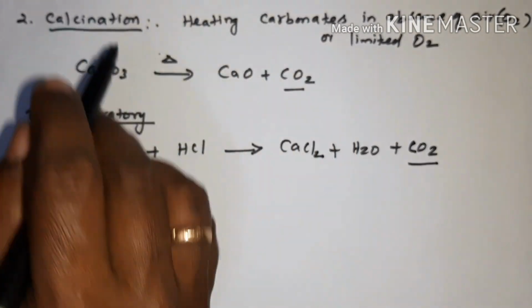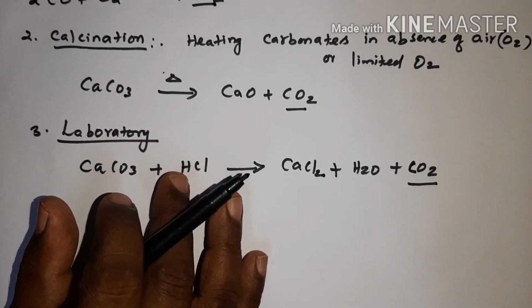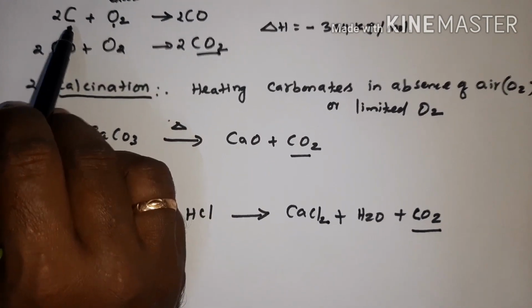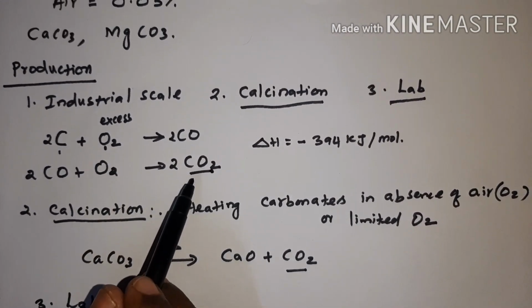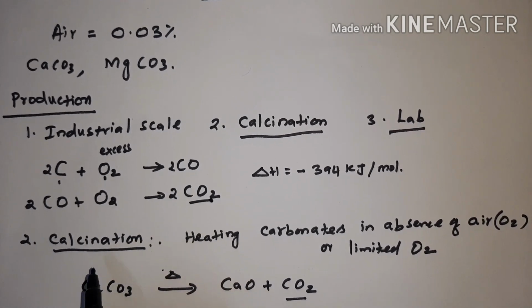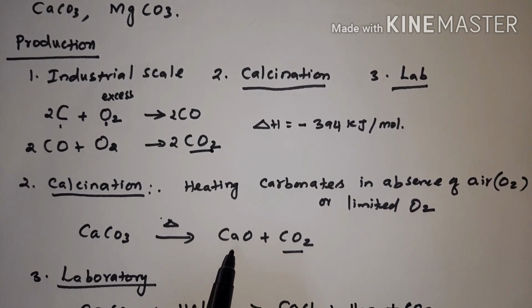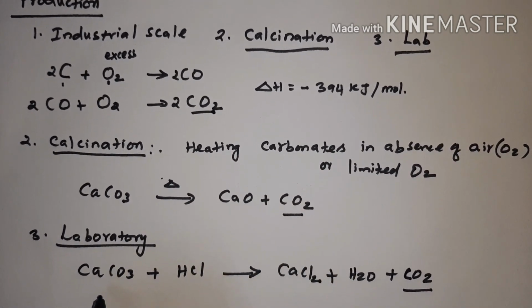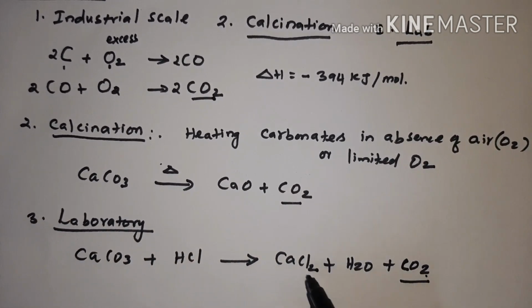So there are three methods. One is industrial scale, then calcination, then laboratory method. In the industrial scale, carbon reacts with excess of oxygen and we get carbon dioxide. In the calcination process, calcium carbonate is calcinated, so we get calcium oxide and carbon dioxide. In the laboratory method, calcium carbonate reacts with dilute hydrochloric acid and we get carbon dioxide, calcium chloride and water.